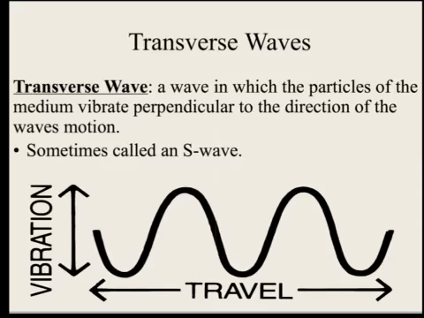A transverse wave is a wave in which the particles of the medium vibrate perpendicular to the direction of the wave's motion, sometimes called an S wave. So just like the way we saw on the previous slide, the particles are traveling up and down as the wave is traveling left or right.